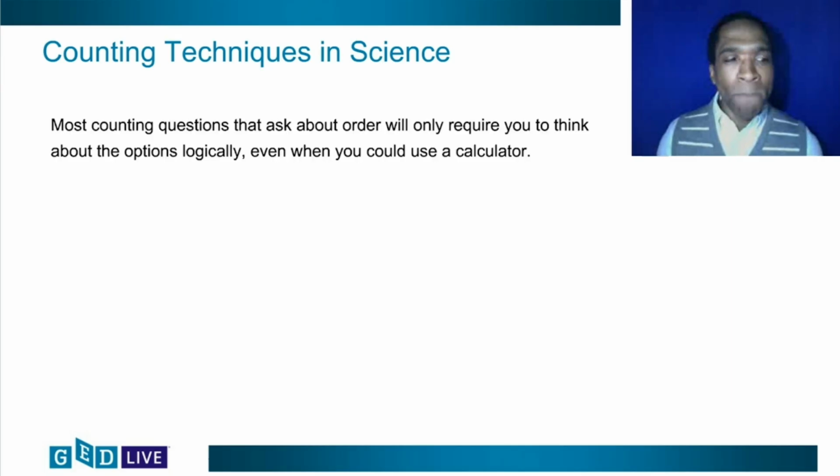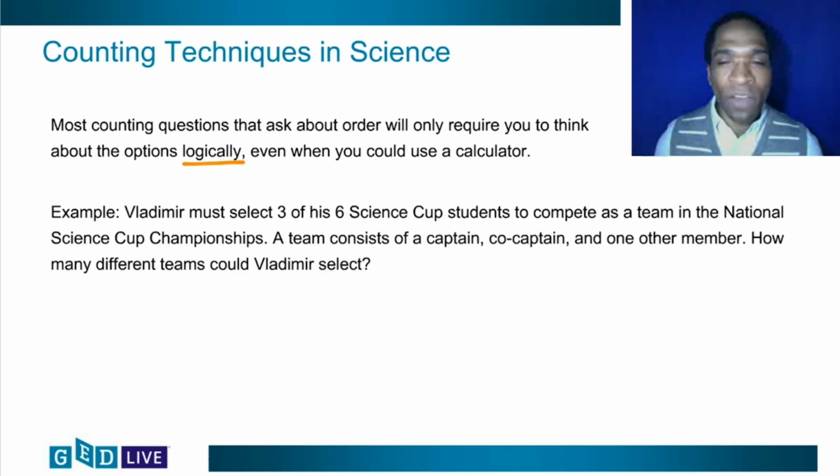Now, most of the questions that are asking about order, you can think about logically, actually. We mentioned the formulas you can use. We mentioned the calculator you can use. And now logic can be a part of this as well, even when you could use the calculator. So let's look at a new example, still about Vlad, but it's been tweaked here. Pause the video, read through this, get the lay of the land. When you're ready, restart it.